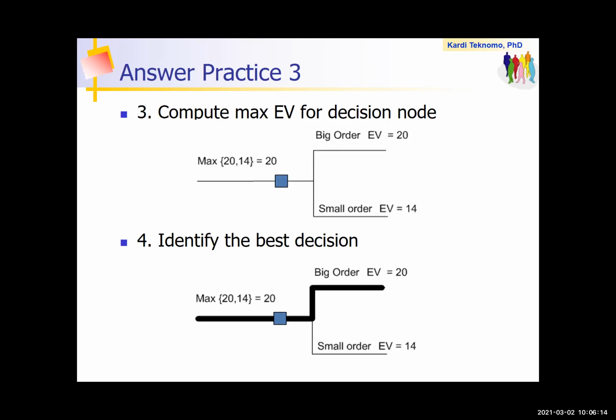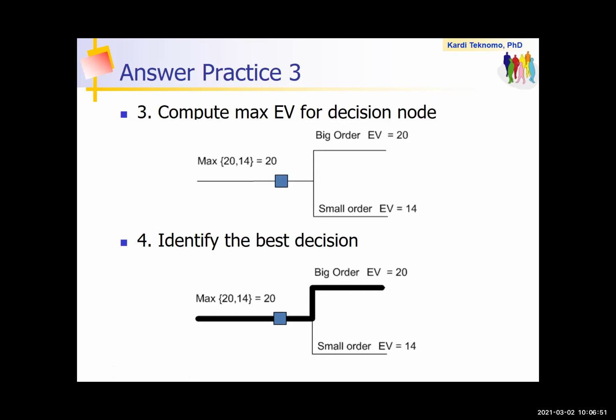Why do you maximize? Because your payoff is gain, not cost. If the payoff is cost, of course, you minimize. So here, the maximum between 20 and 14 is 20. The last part is to identify the best decision, which is simply marking the path. So you mark the path to see what your decision is. In this case, your decision is big order.